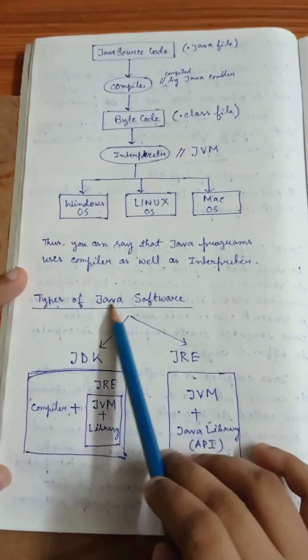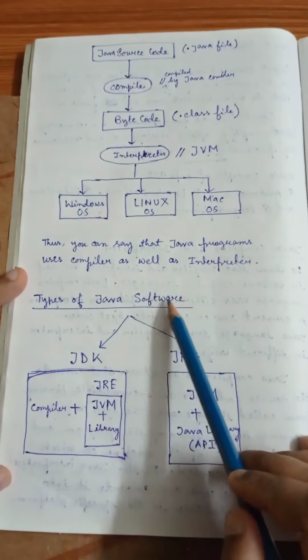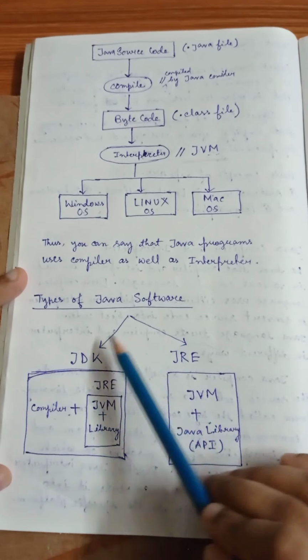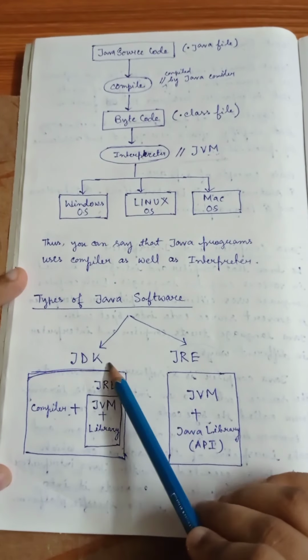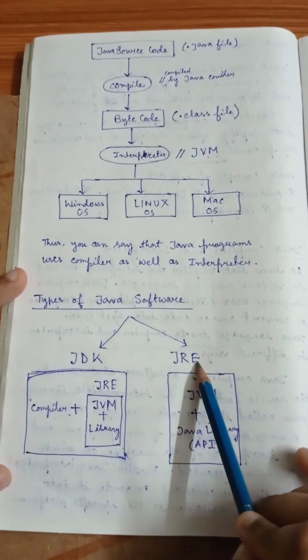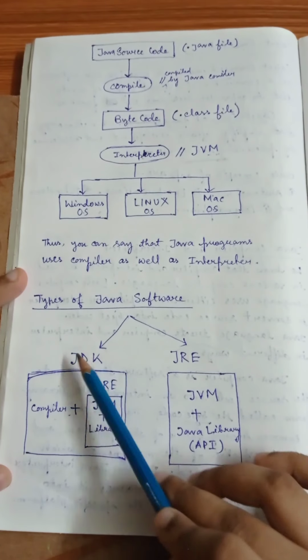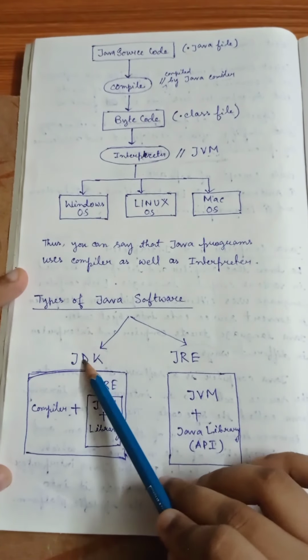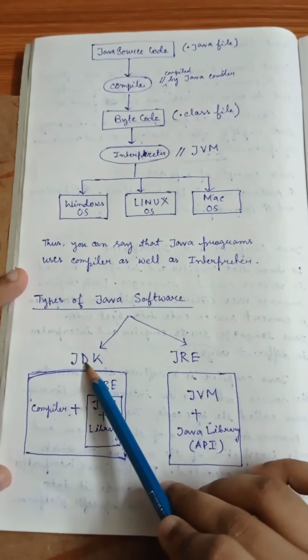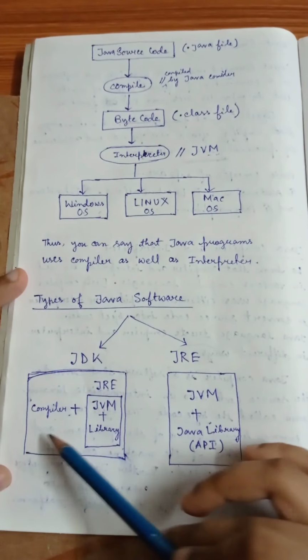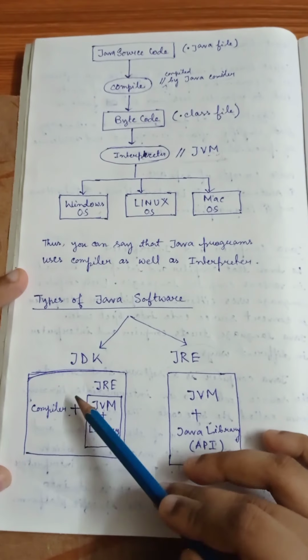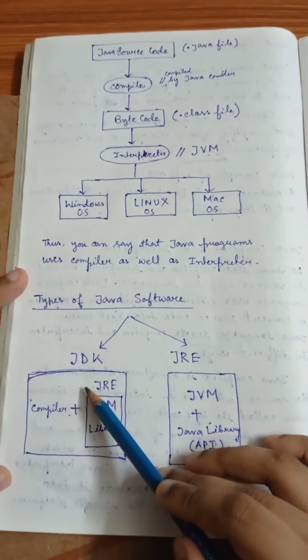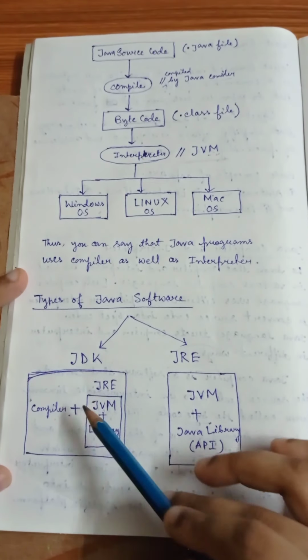Next is types of Java software. So, there are two types of Java software. First is JDK, next is JRE. So, JDK is a software. Full form of JDK is Java Development Kit, and it is used to develop a Java program and also execute that program.